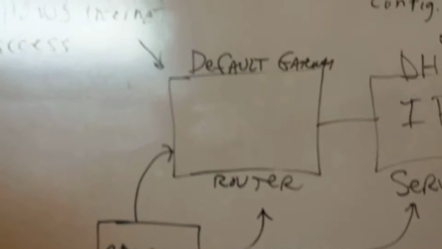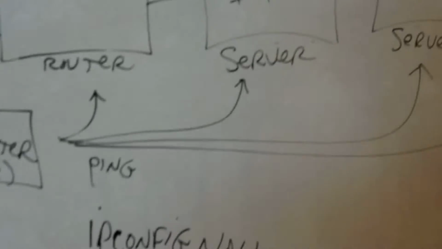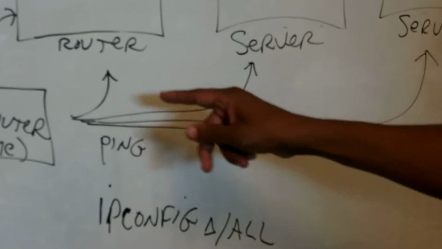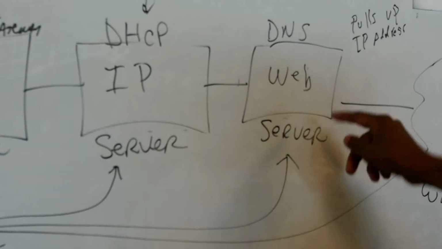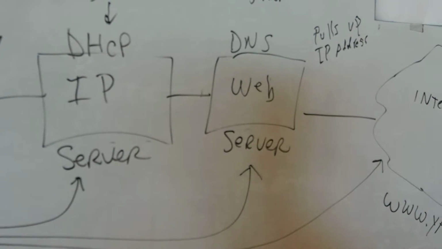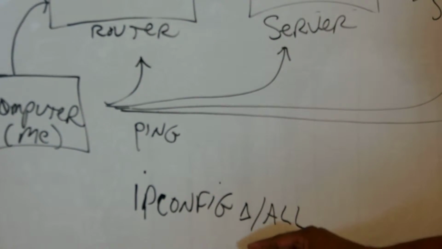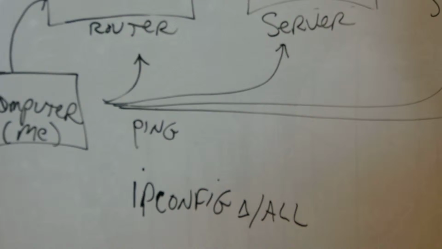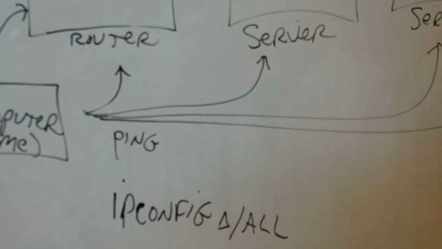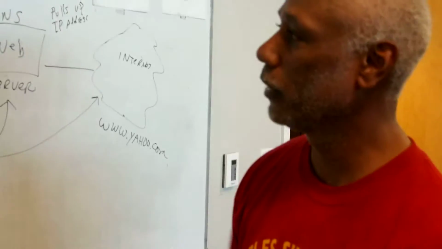Now, the first thing I'll start with is a ping. A ping is something you can use to access the router, the server, and the web. But you have to use a certain command, and that means ipconfig, space, /.org. Now, in order to access the internet, you have certain procedures you have to follow.